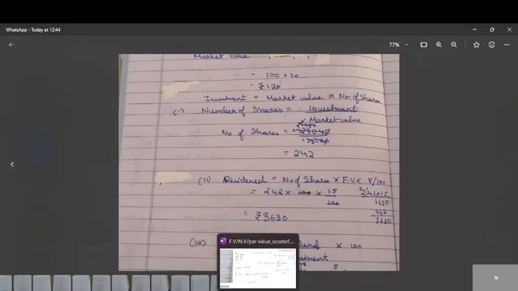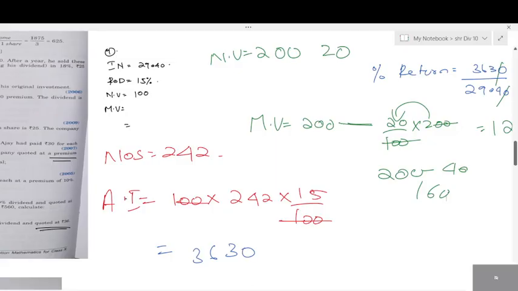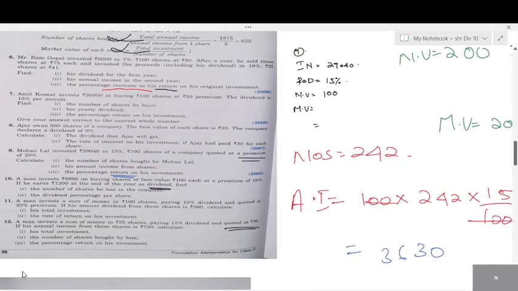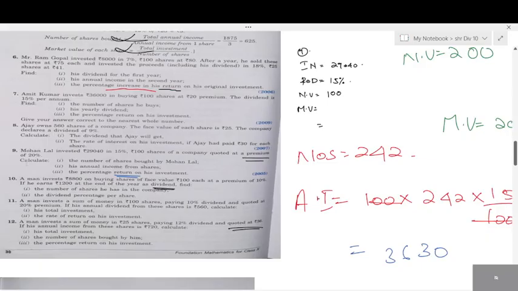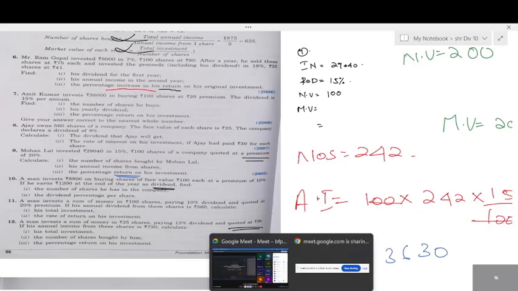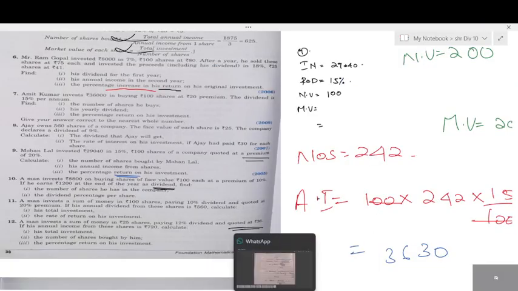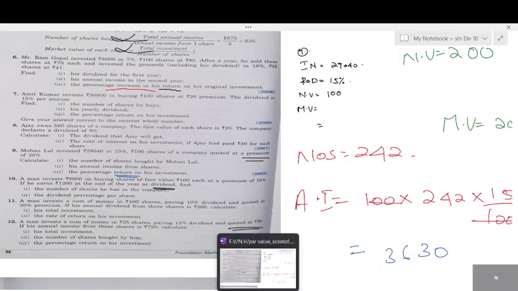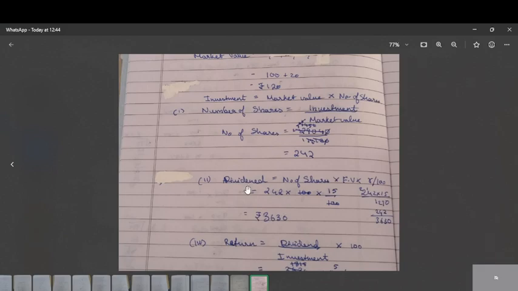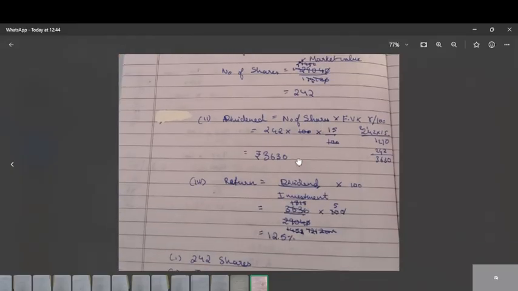What word have they used here? Have they used dividend or annual income? What word have they used? Ninth one. What word? Annual. If annual income is asked, write annual income, student. Don't write dividend. Okay, don't write it as dividend. The meaning is the same. Annual income, dividend, or just income. Whatever word they ask, write that word. Number of shares 242, income 3630 is correct.